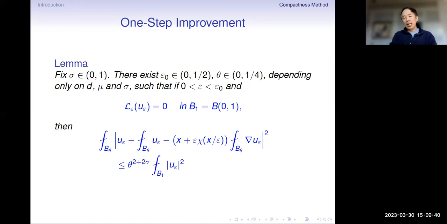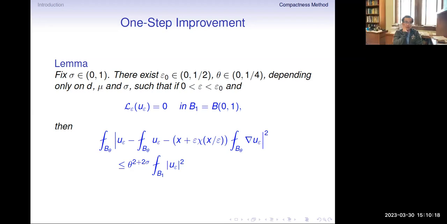And it turns out in this setting you don't have to do this in the maximum norm. Actually, it's better to use the L2 norm because you're going to take a limit. So what's going on here is that if you go down from ball B1 to ball B theta, you gain theta to the power 2 plus 2 sigma, which is small because theta is less than 1. This is called a one-step improvement.